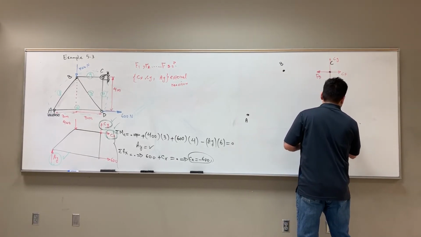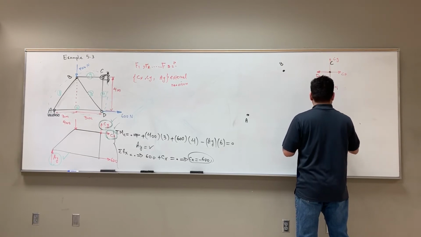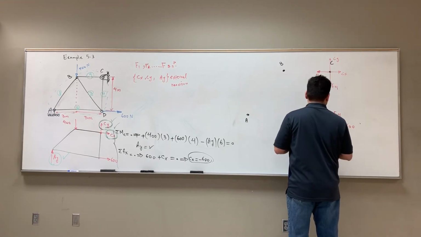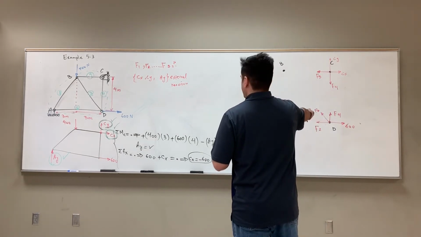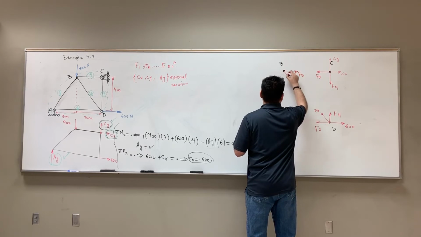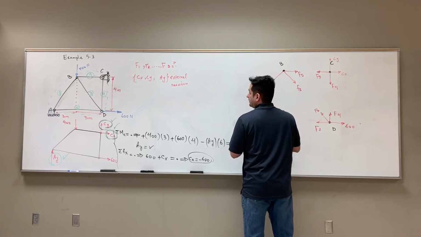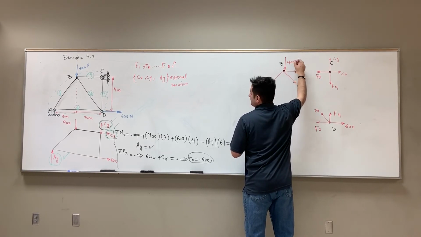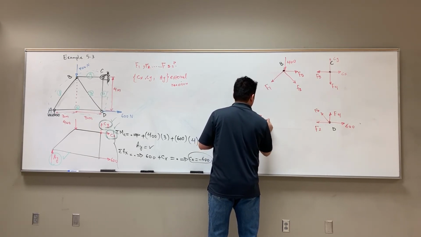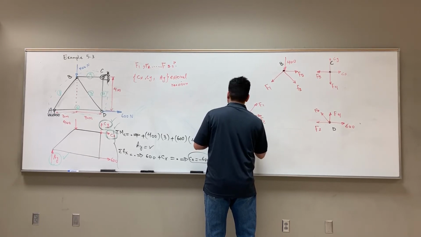joint B. We have 600, F4, F3, and F2. F4, F3, F2. And at B, you get F5, F3, F1, and then there is a 400. And at A, you get F2. That's it.